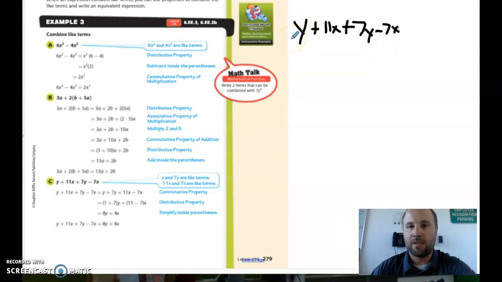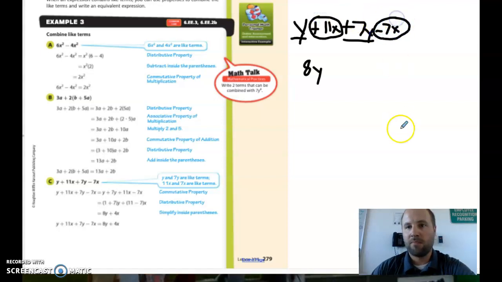I'm always going to start with my first one. So I see a y here, and I see a plus 7y here. Think about this as just y, and then your friend comes along and gives you 7 more y, you're going to have 8y. Then I'm going to move on to my x's. I'm going to circle my plus 11x. I'm going to circle my minus 7x.